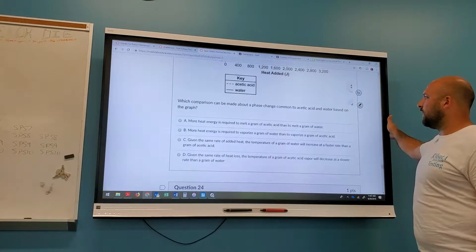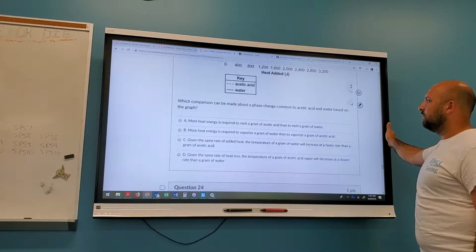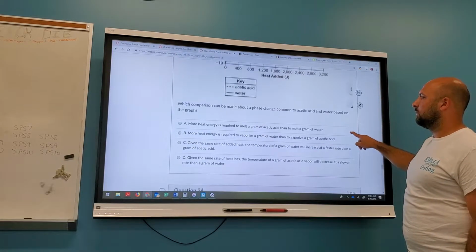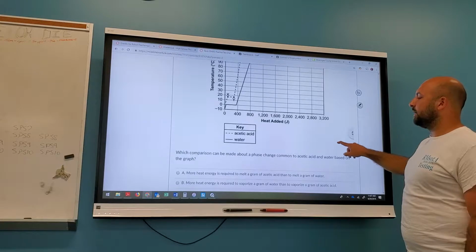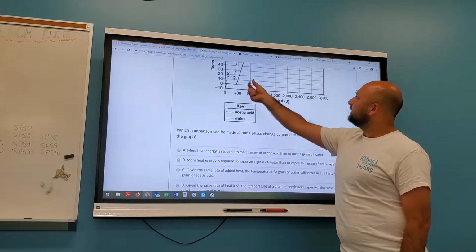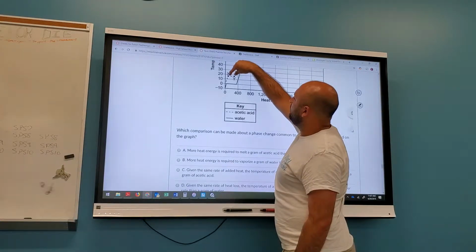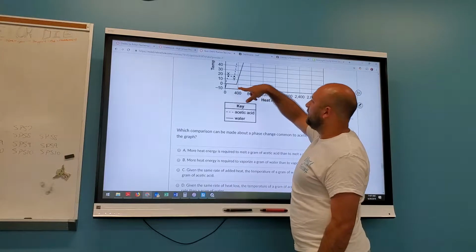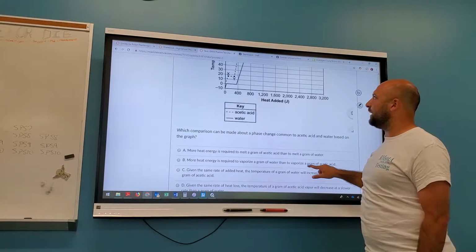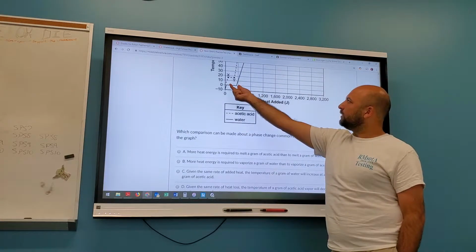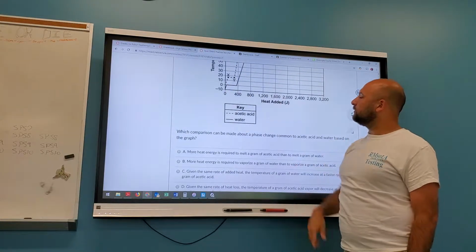More heat energy is required to vaporize a gram of water than to vaporize a gram of acetic acid. Oh, I'm sorry. A can't be right. More heat energy is required to melt a gram of acetic acid. Acetic acid only takes, let's say, like 200 there, and this is almost 400. So water is the longer one there. So water takes more energy. So it can't be A. So A is out because it takes more energy there, right? Heat added. Longer line, shorter line.